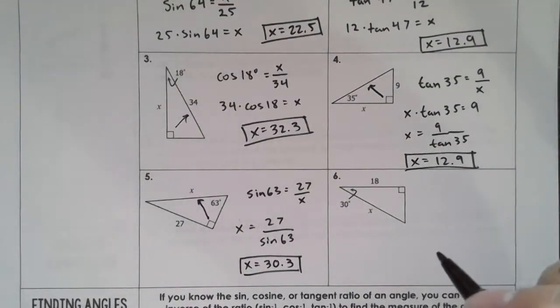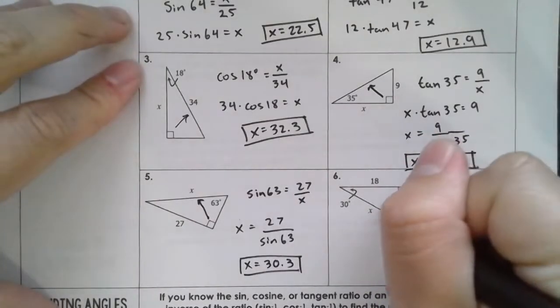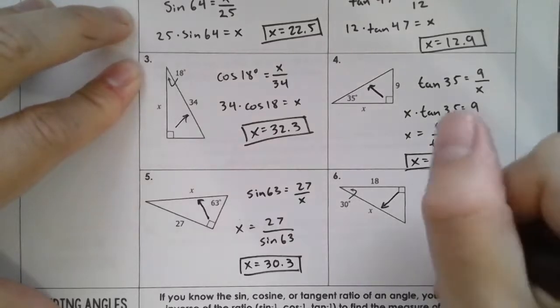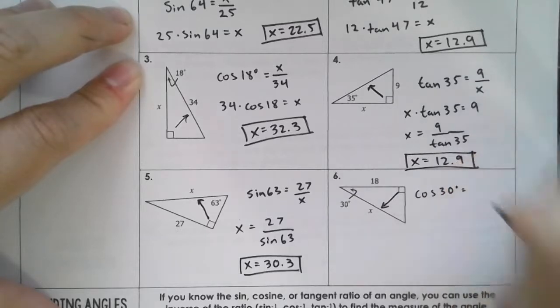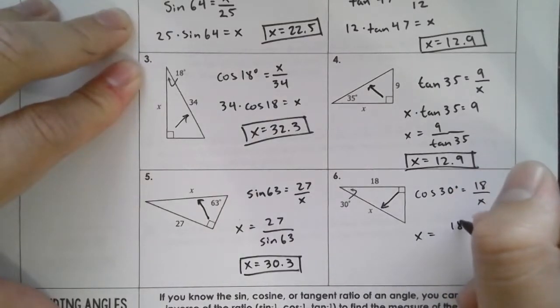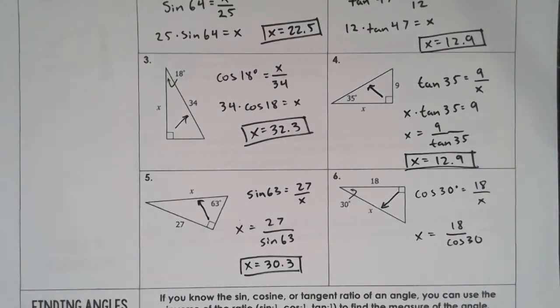Last one here, I have a 30-degree angle, the adjacent side is given, and the hypotenuse I need to find. So I'm using cosine because the adjacent side is given. So cosine of 30 is equal to 18 over x. And then similar to 5 and 4, I'm going to get x is equal to 18 over cosine of 30. And that gives me 20.8.